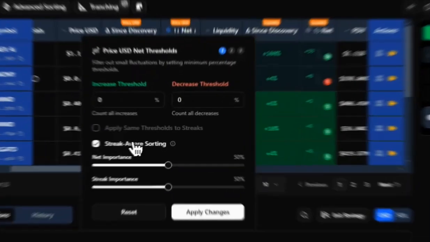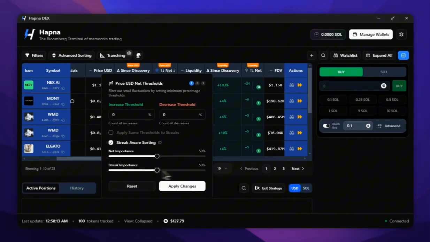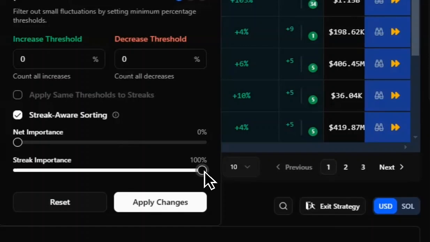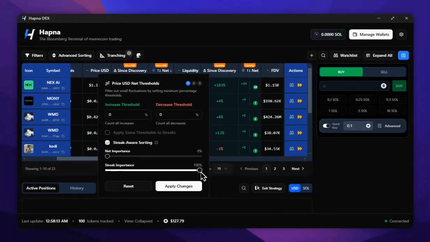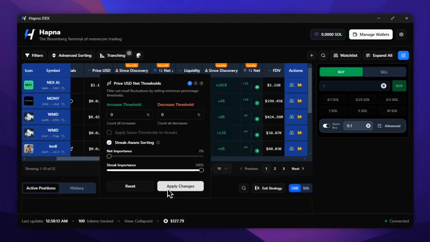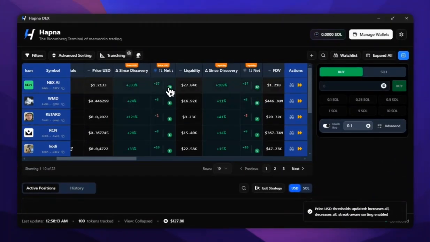First, we start with the streak aware sorting. So what it does here, you can tell the system that, let's say, I care more about the streaks. I don't care about the nets. I care more about the streaks. So if I slide the streak importance to 100%, now whenever I use any kind of sorting, be it basic sorting or the advanced sorting that we just showed you guys, the system knows that I should prioritize the streaks. Got it? Let me show you. So here, let me click apply changes. There you go. Seems this one is the one with the highest value, next AI.